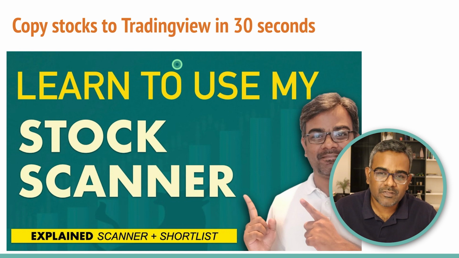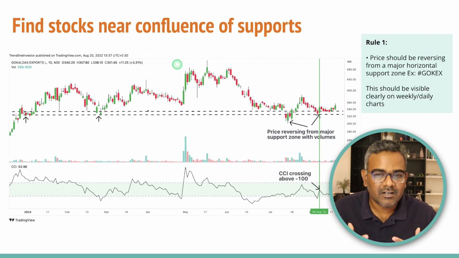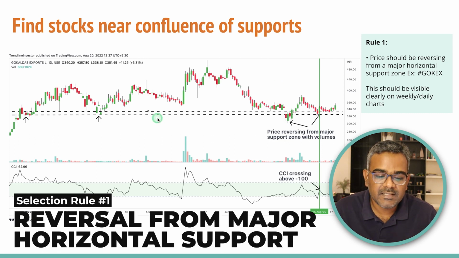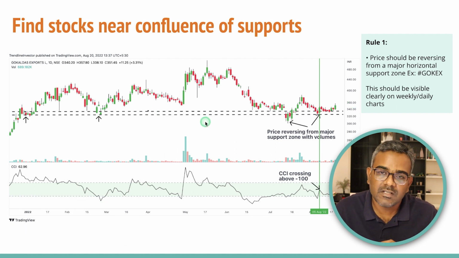Okay, now once you have the stocks in Tradingview, then you need to start finding which stocks you want to select. What you have to do is keep clicking on the stocks, and depending on which time frame you're in, you need to find stocks near confluence supports. There are two rules to find whether a stock is near confluence support or not. The first rule is the stock should be reversing from a major horizontal support zone. Now remember the word horizontal support zone.